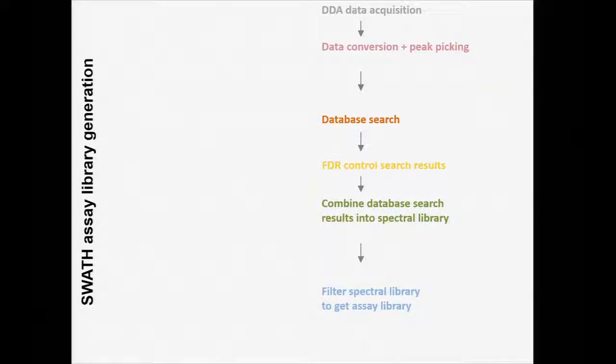We apply some false discovery rate control on the search results. And then we take the spectra and we combine these into a spectral library. This is an important step.